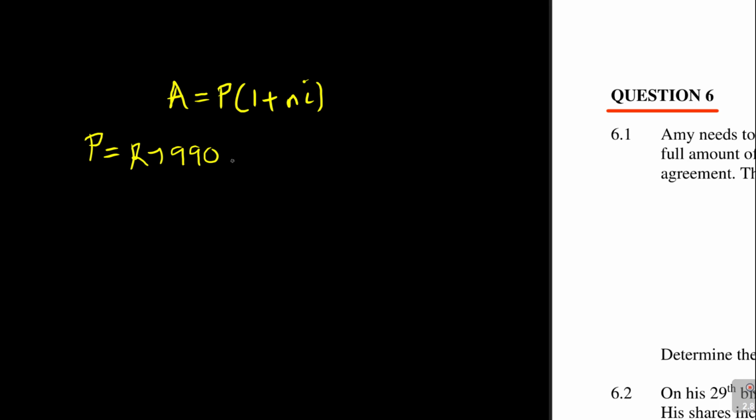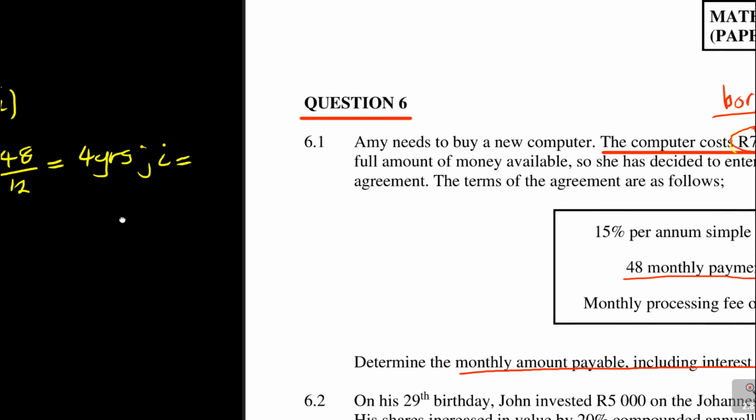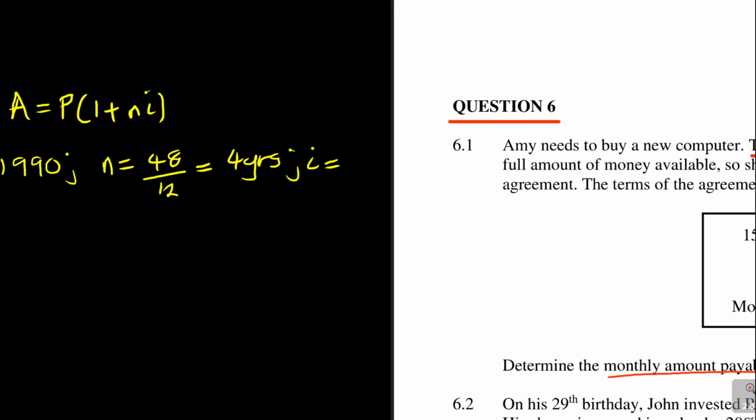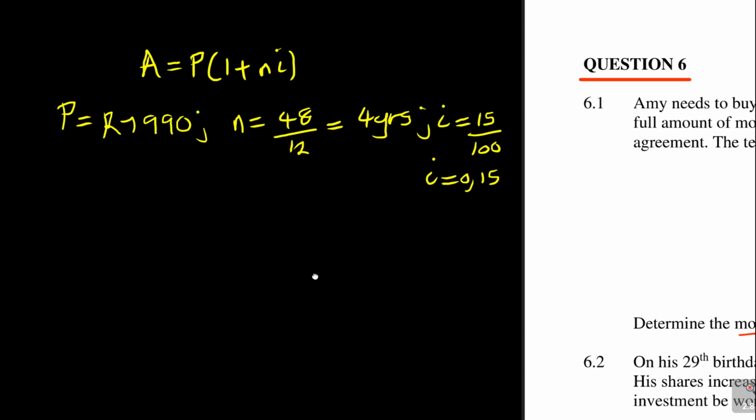And then what else do you have? We have got your N, number of years. It's 48 months, you divide by 12. Very important there, which is 4 years. We deal with years. And then what about our I? Our I is equal to 15%. And what do you do with 15% per annum? You divide 15 over 100. Don't forget such simple things. I is 0.15. If you miss out on this, then your answer becomes wrong.